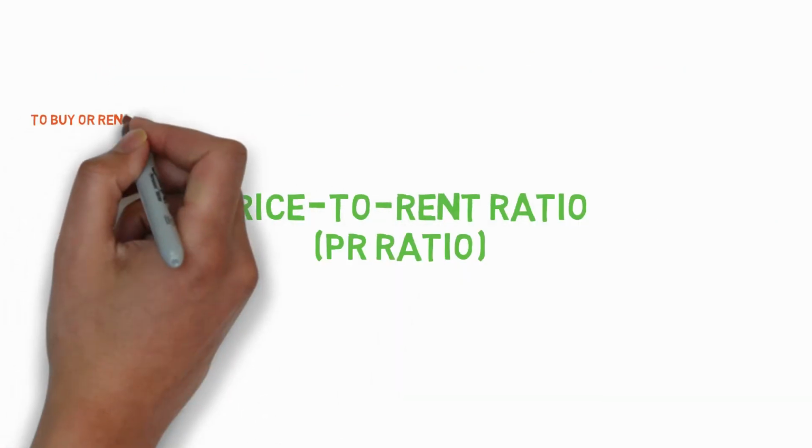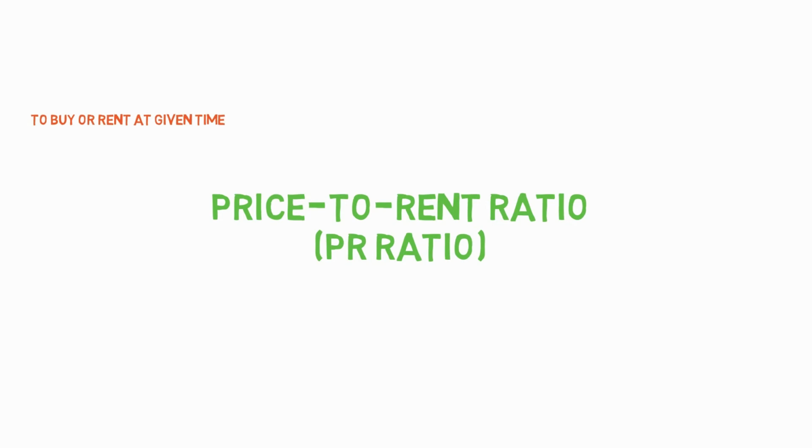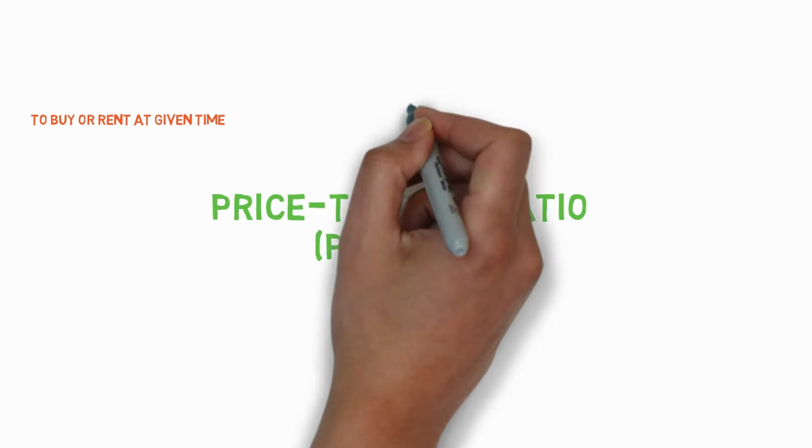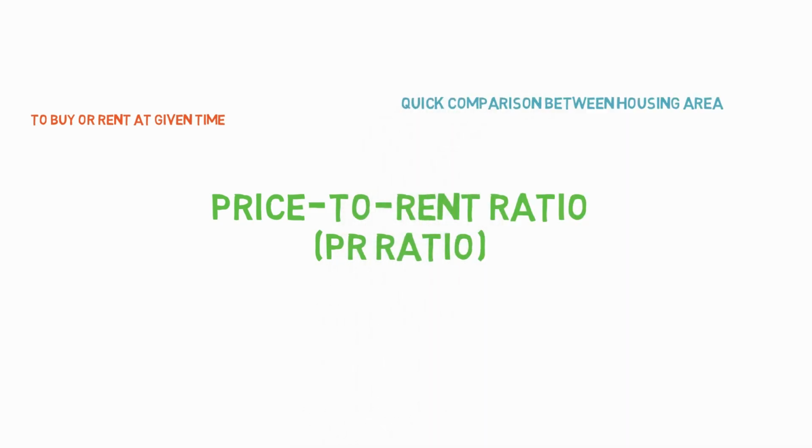So basically, the price to rent ratio tells you whether you should buy or rent at any given time. And it is used for a quick comparison between housing areas, for example, Star Park compared with Selayang, and to compare different markets, for example, Kuala Lumpur against Seremban, etc.